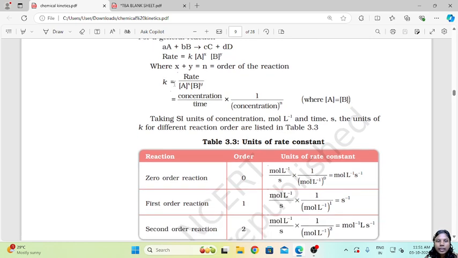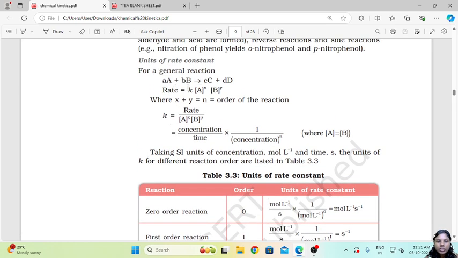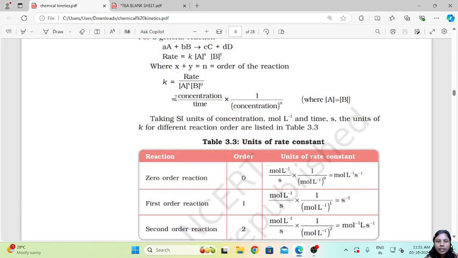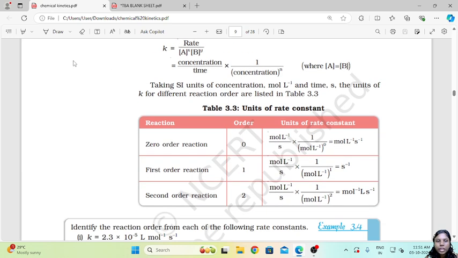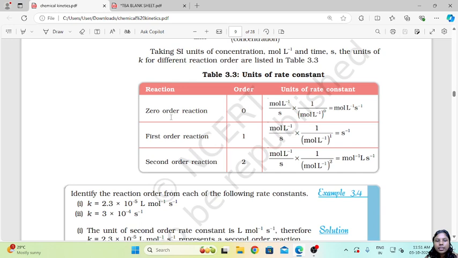Now if we rearrange this equation for K, these two terms are in multiplication, so if you move them down they go to the division part. So we can write it as concentration upon time into 1 upon concentration raised to n, where A equals B. Now if you look at the SI units, concentration is mole per liter and time is in seconds. So the units of K for different reactions are given below.